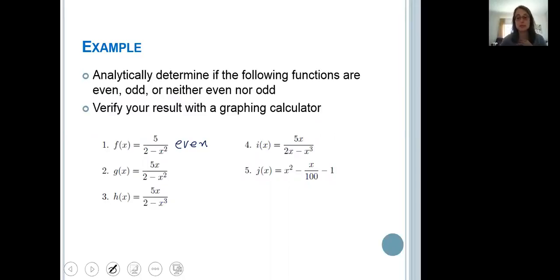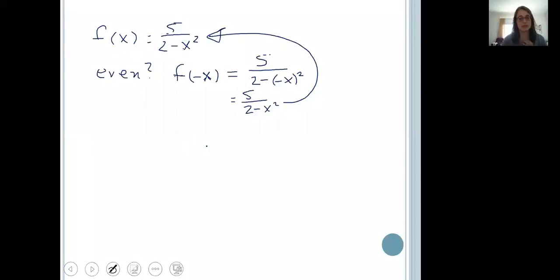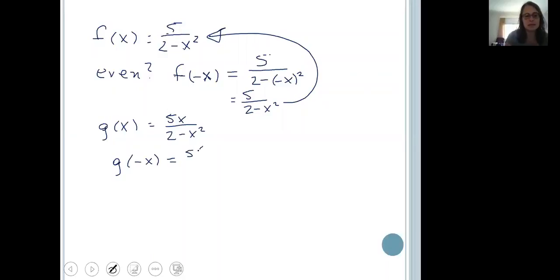Yes? No? Yes. Okay. Let's try another one. Let's try g of x equals 5x over 2 minus x squared. It's almost the same thing. To check this, we replace our x's with negative x's. All of them.